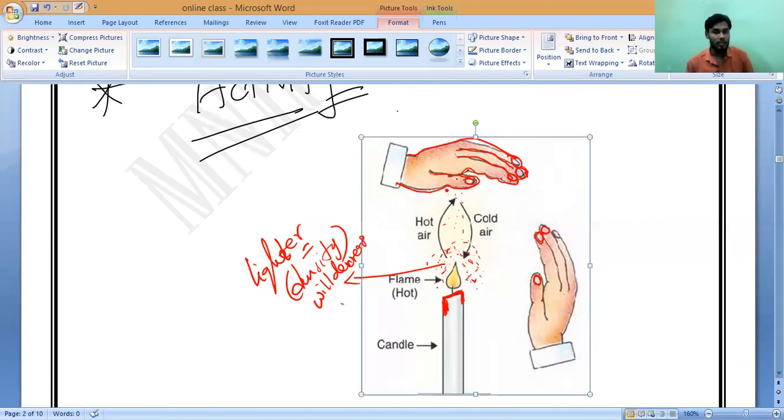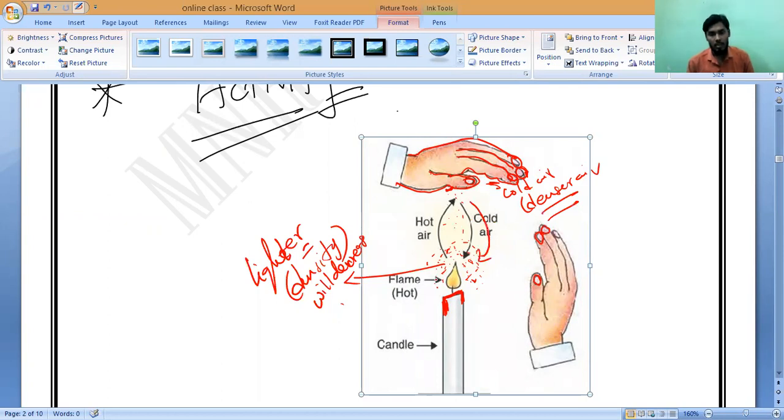If it is rising upwards, what will happen? The air which is present in this initial region, that is called what? Cold air, or else high denser air. Denser air will start moving in the downward direction. Do you notice it? Here it is coming downward. Denser means the density is increased, so it will come downwards. Is it yes or no?